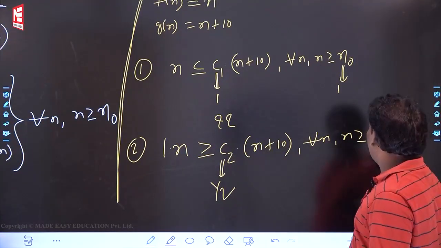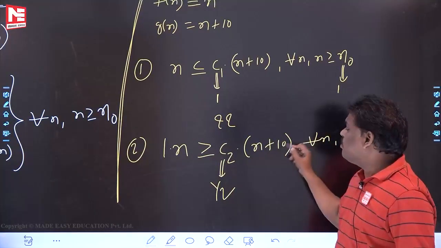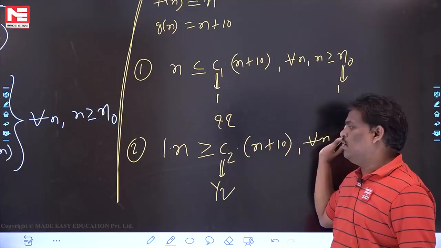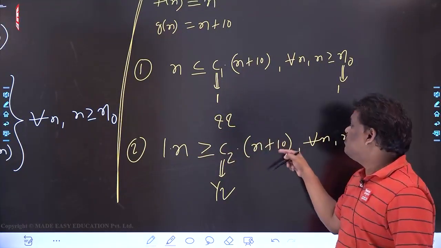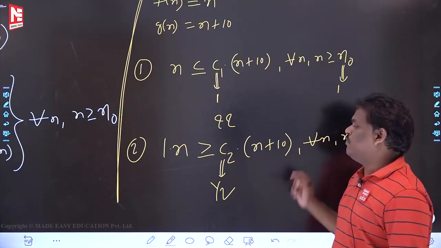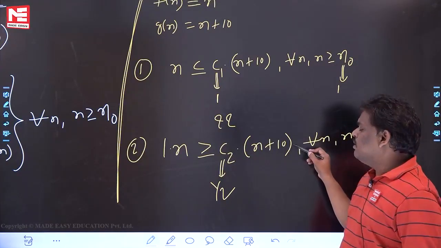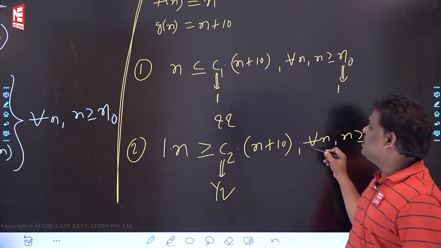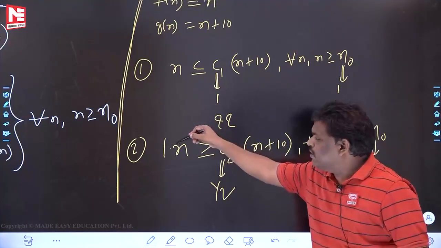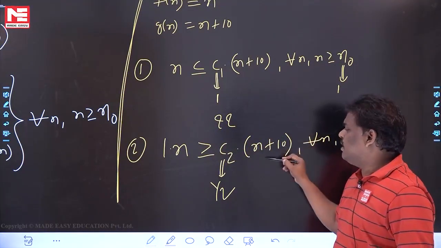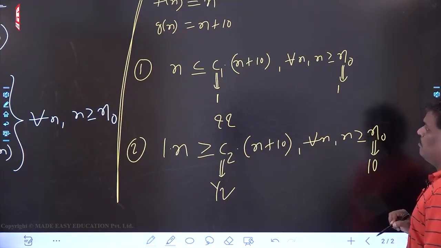Can you say from which place onward this relation holds good? Let me check. n value 1, this is 1, but the other is 11 by 2, 6 point something. So no, fail. Let's increase a little faster. n value 5, this is 5, this is 15 by 2, 7.5. Then also fail. n value 9, this is 9, this is 19 by 2, 9 point something, fail. n value 10, this is 10, this is 20 by 2, 10. 10 greater than or equal to 10, true. So I think 10 onwards it works.